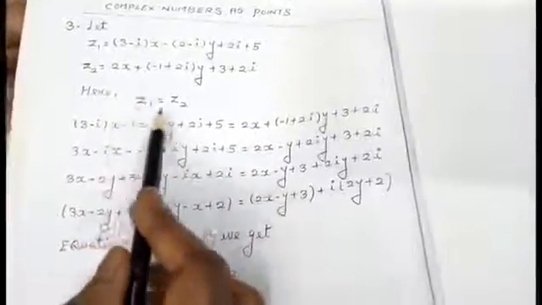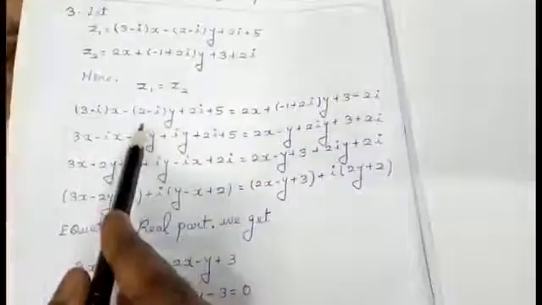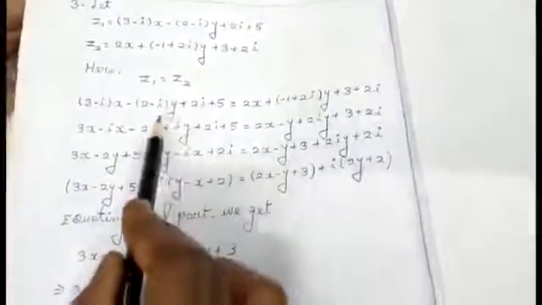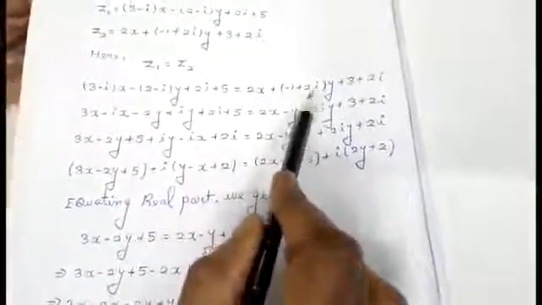Students, they have given you two complex numbers and I am going to name them z1 and z2. After naming, they have given you the condition that they are equal. So I am comparing like this, z1 equal to z2. I am writing the values as they are, left hand side z1 and right hand side z2.